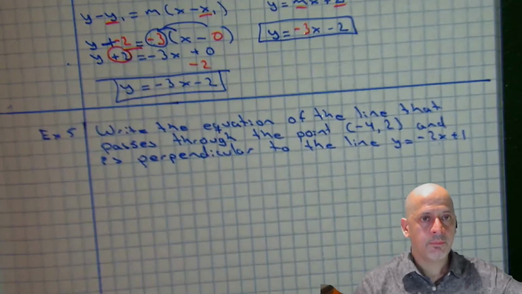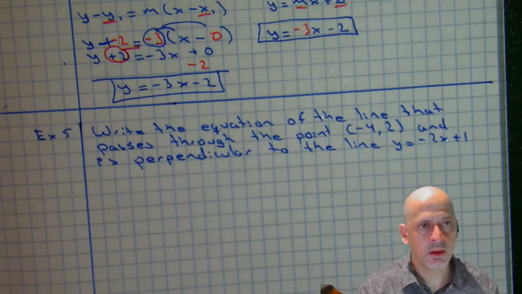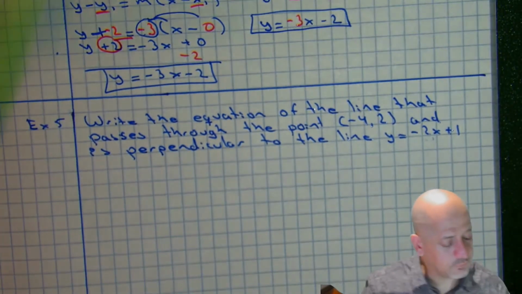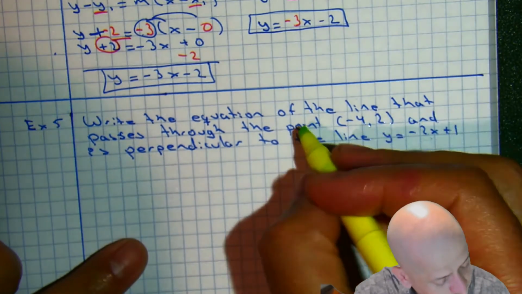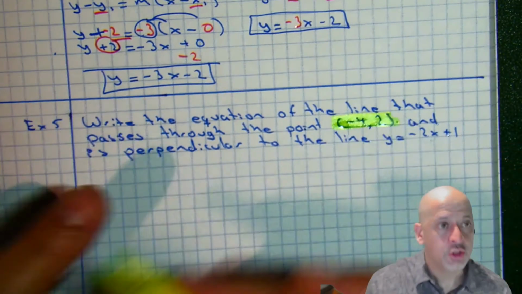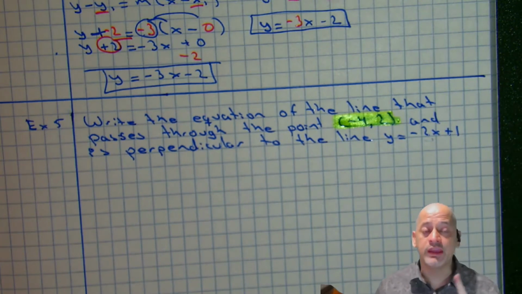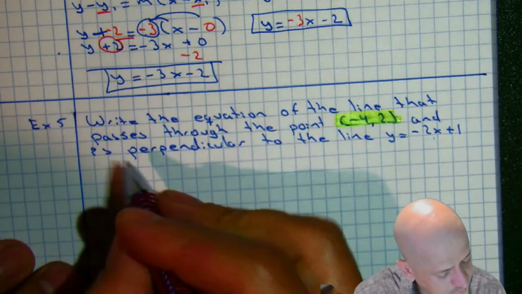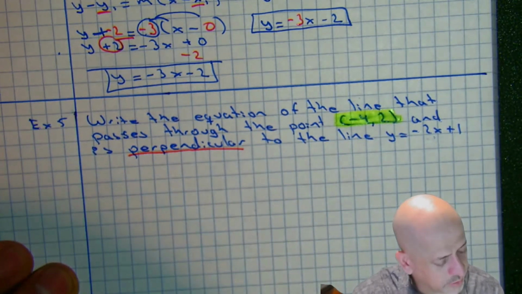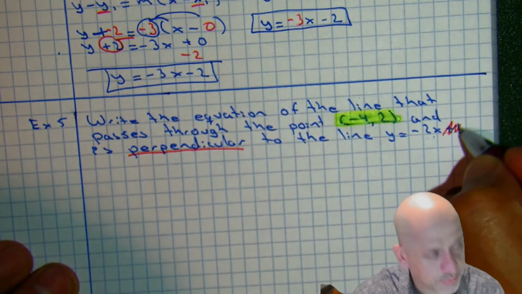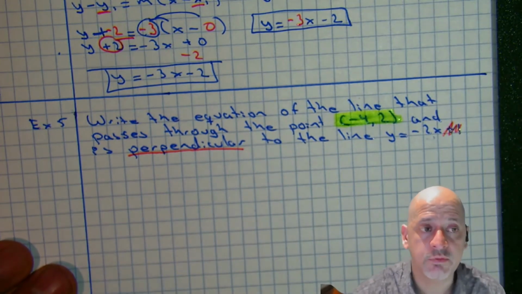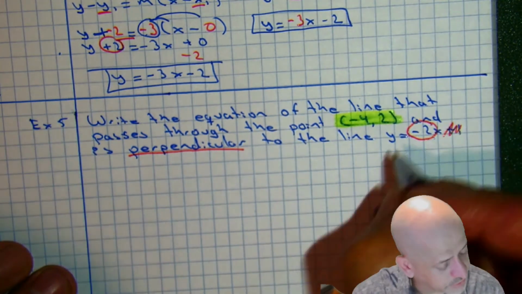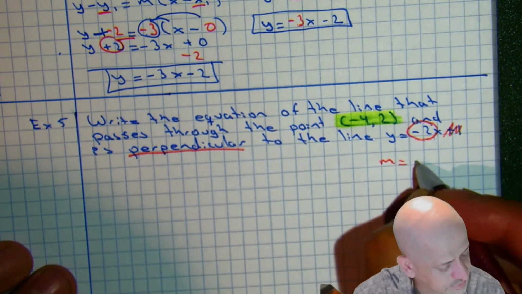So therefore, once again, they're giving us a point. So therefore, we cannot use the mx plus b, correct? You can only use the mx plus b when they give you the y-intercept. And they tell us that the line is perpendicular. So therefore, I don't need this number. I don't need the y-intercept for the old line. The only thing that I'm concerned about is the slope. So the slope for this line is -2.